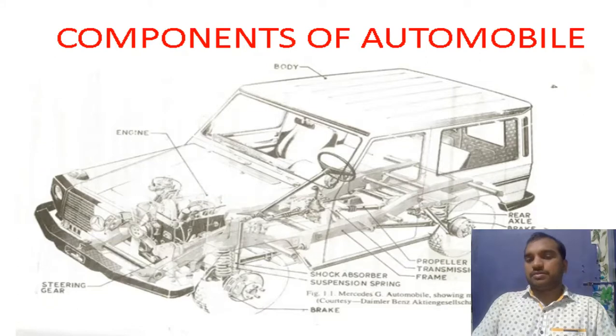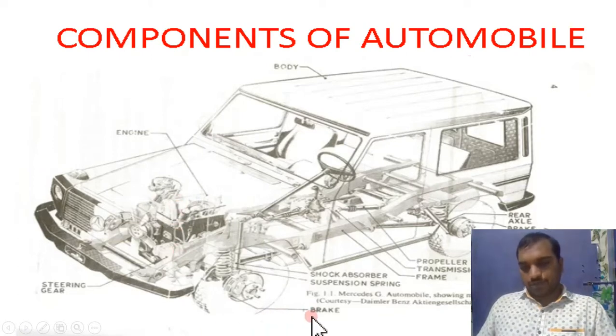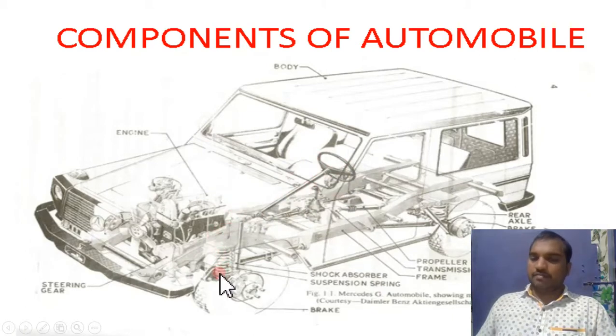Coming to the fourth one, that is controls. It is not fully visible over here, but brakes will be there. You can observe here the brake. The front part consists of a disc brake, the rear part consists of a drum brake. So to stop the vehicle, the braking system is helpful, and here the steering system is there: steering wheel, stub axle, tie rod. The combination is the steering system. The steering system changes or maintains the direction of the vehicle.